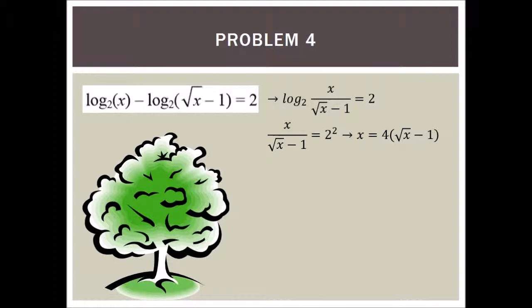So now we have x over the root of x minus 1. So what we're going to do is we're going to multiply by that denominator. That way we can cancel it out, giving us x by itself. Hence, I have x equals 4 parentheses square root x minus 1. Now at this point, we're going to distribute the 4, okay? So we get x equals 4 root x minus 4.